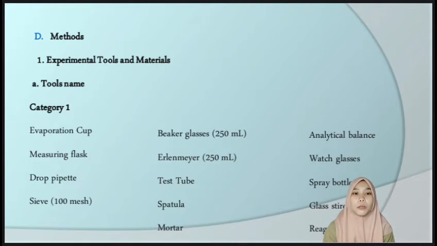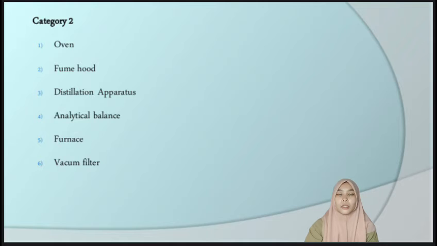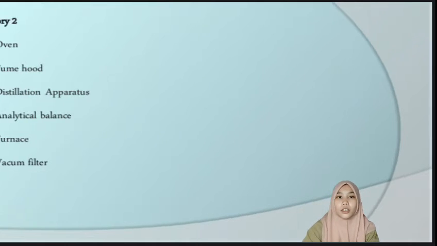Methods: 1. Experimental tools and materials. The tools: Category 1: operation cup, measuring glass, drop pipette, sieve, beaker glass, test tube, spatula, mortar, analytical balance, watch glasses, spray bottle, glass stirrer, and reagent bottle. Category 2: oven, hood, distillation apparatus, analytical balance, furnace, vacuum filter.